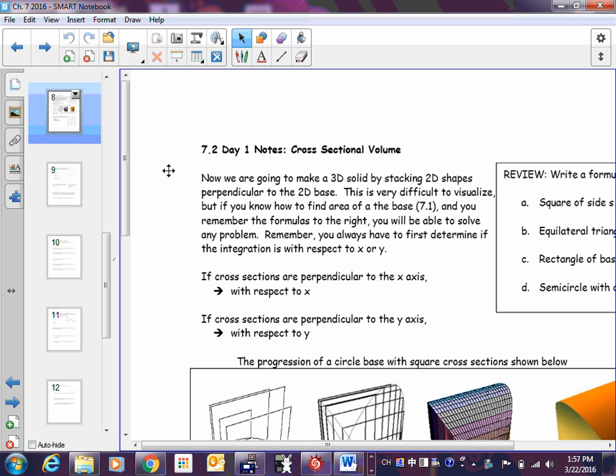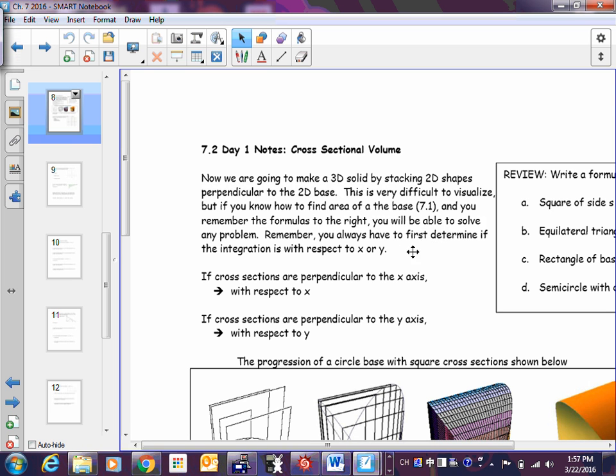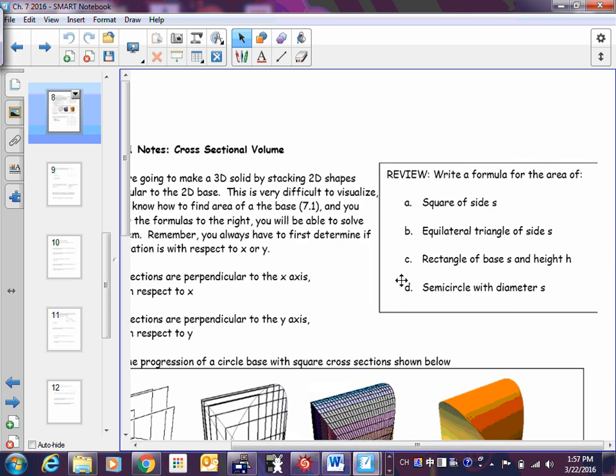I will say though that this unit right here is really not that bad as long as you know two things, okay? One of them is you got to know how to find area of the base. That's what we did in 7.1. So those of you that feel a little behind on that, you're going to feel even more behind after today, but you got to get the 7.1 down before we do this. Okay, the other thing you got to know are these formulas to the right. So let's go over these and then I'll kind of explain why we need them.